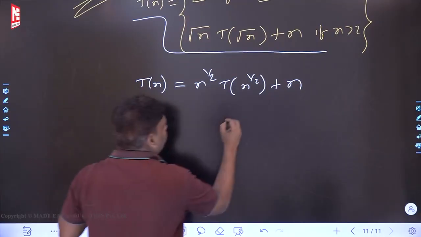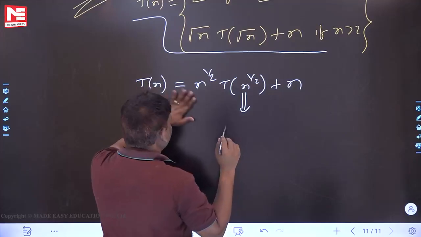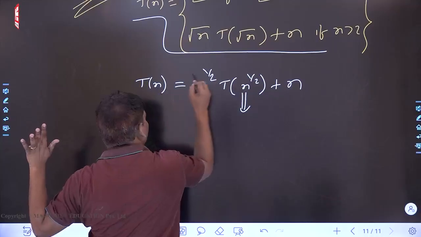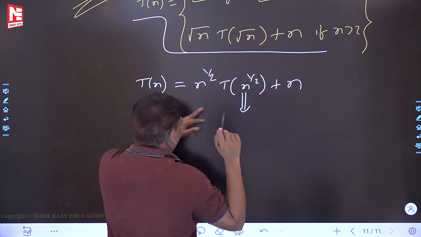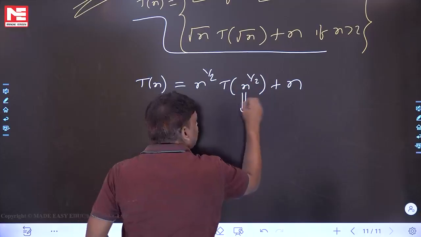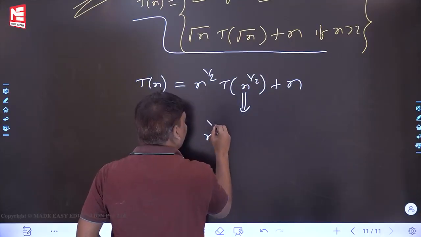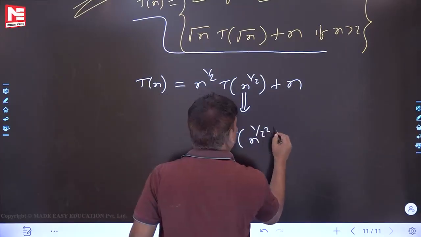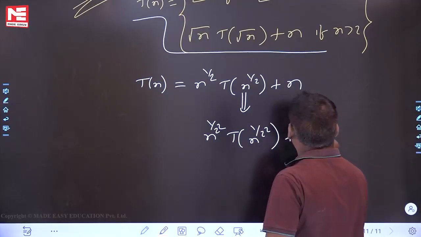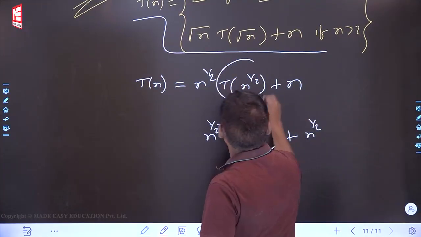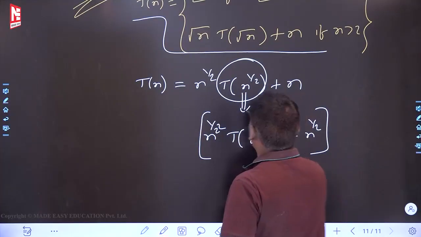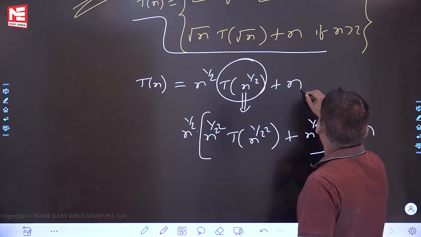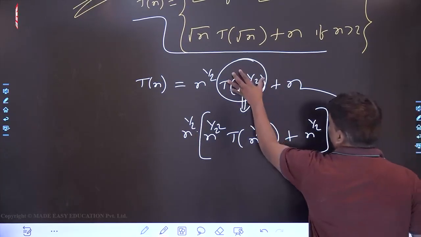Let's do it. What about T(root n)? First time root, second time root, third time no root. Whatever is there, first time root, second time root, third time no root. Now, what about T(root n)? Whatever is there for that, first time root, n power 1 by 2, once again root, n power 1 by 2 square. So T of n power 1 by 2 square, plus whatever is the same, n power 1 by 2. Outside, n power 1 by 2 is already there, plus n as it is outside. Check, anyone having doubt? Same thing I copy. See this one.